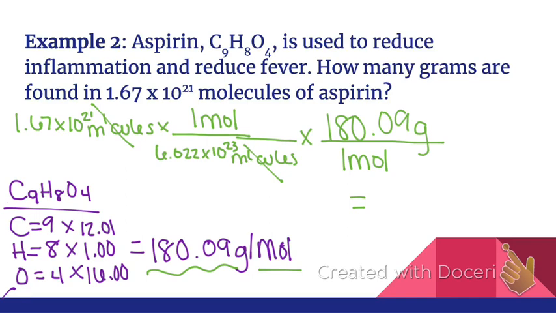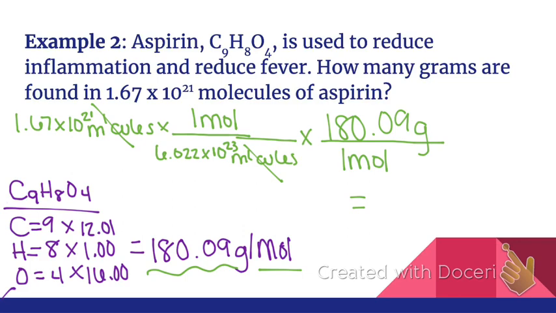You can divide first, so 1.67 times 10 to the 21st divided by Avogadro's constant. Hit enter, then multiply by 180.09. Or you can take 1.67 times 10 to the 21st, multiply by 180, hit enter, then divide by 6.022 times 10 to the 23rd. I would take a second, try this yourself, pause the video, and see how your answer compares.